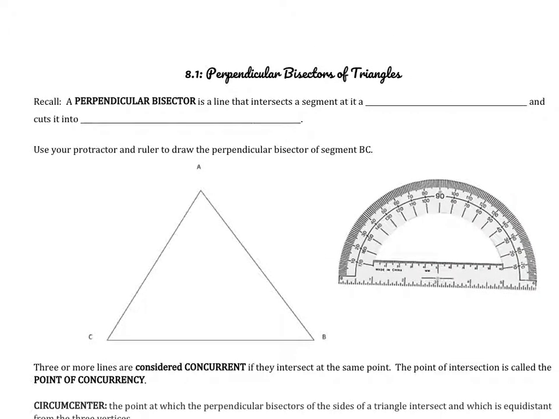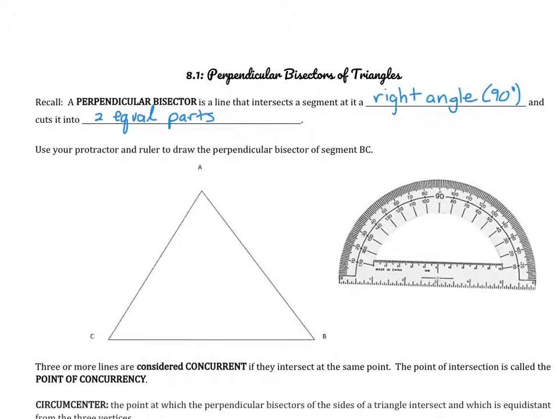So if you remember, a perpendicular bisector is a line that intersects a segment at a right angle. So that's the perpendicular part, and remember a right angle is a 90-degree angle, and cuts that segment into two equal parts. So this is the perpendicular part, this is the bisector portion. So a perpendicular bisector does both.